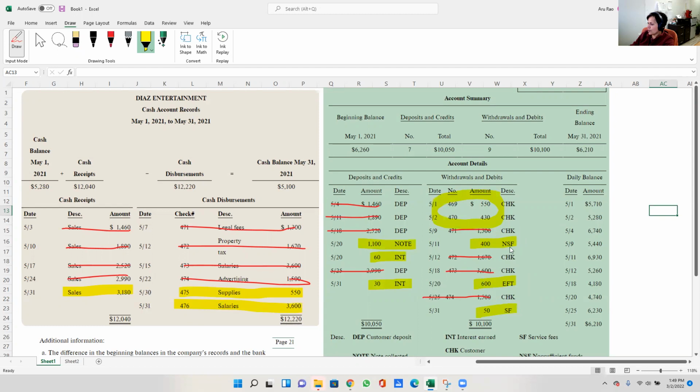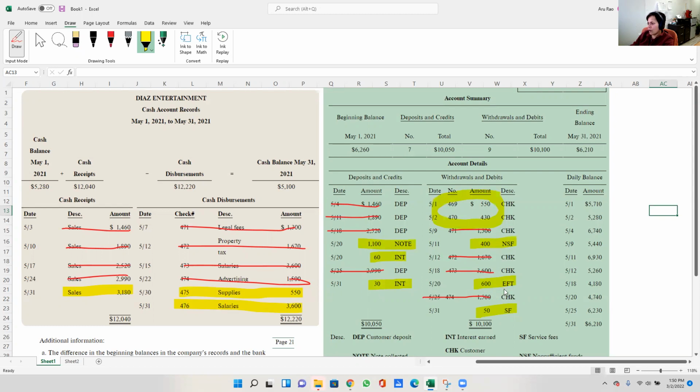NSF, non-sufficient funds. So this means there was a customer that made a payment to me for $400. When I deposited the money in the bank, and I did my journal entry, cash debit, accounts receivable credit, because I got the check and I deposited it in the bank. The bank has now said that this customer didn't have the money, so they're taking the money out of my account. So I need to bring that back into my books as an accounts receivable.